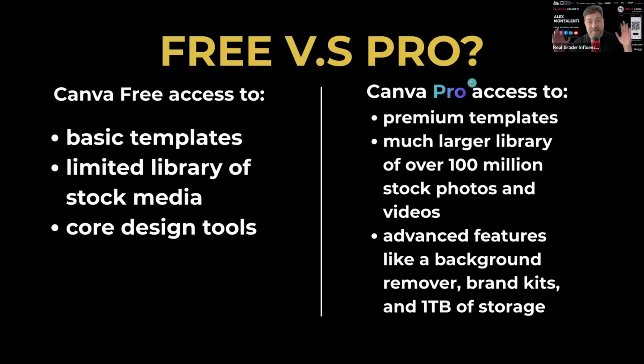It's crazy. What is the difference between free Canva and Pro Canva? In free Canva, you get basic templates, you get a limited library of stock media, and you get the core design tools. In Pro, you get premium templates. You get a much larger library of over 100 million images. Yes, I said 100 million images and videos. You get advanced features like background remover. I believe just that one tool alone, background remover, is why I would pay for Canva Pro.